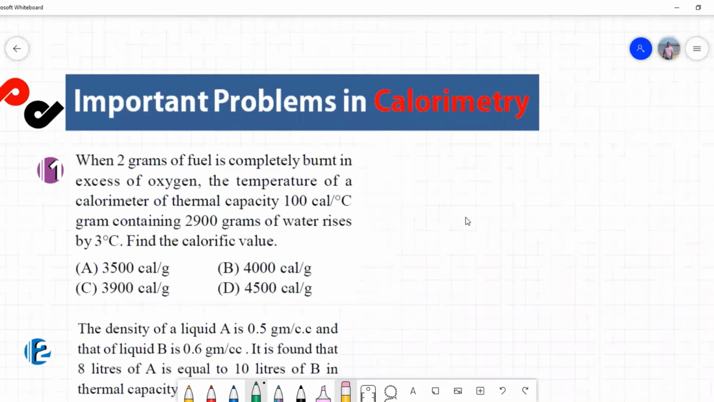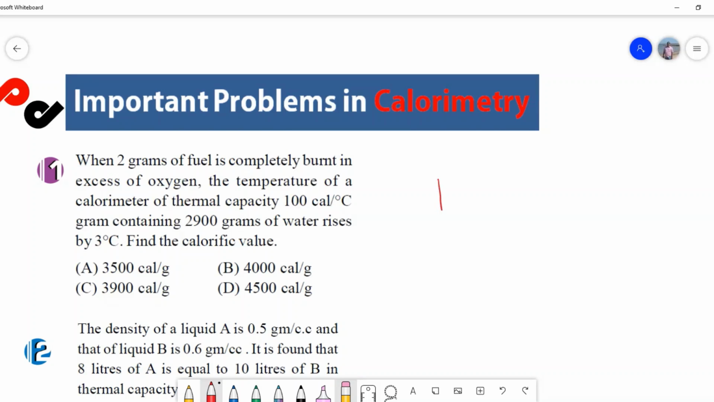Let us see the first problem. What does the problem say? 2 grams of fuel is completely burnt in excess of oxygen. The temperature of a calorimeter of thermal capacity 100 calorie per degree centigrade containing 2000 grams of water rises by 3 degrees. Find the calorific value. See, in physics, problems can be solved very easily if we can picture the problem. That means if you can draw a diagram, that will help you a lot.